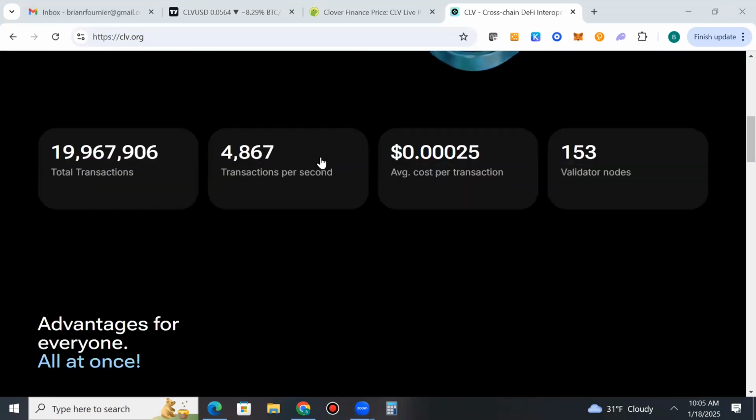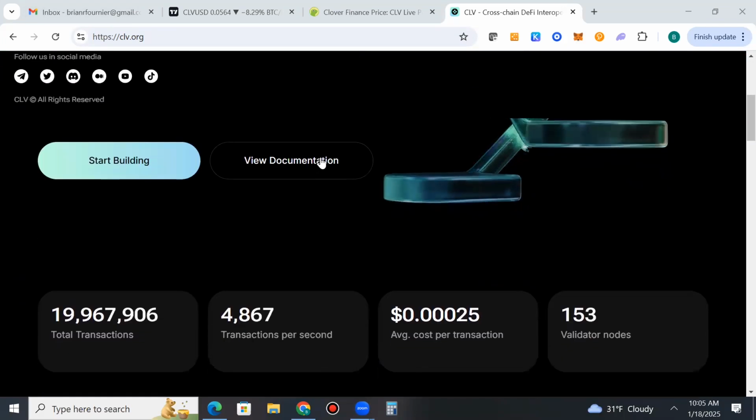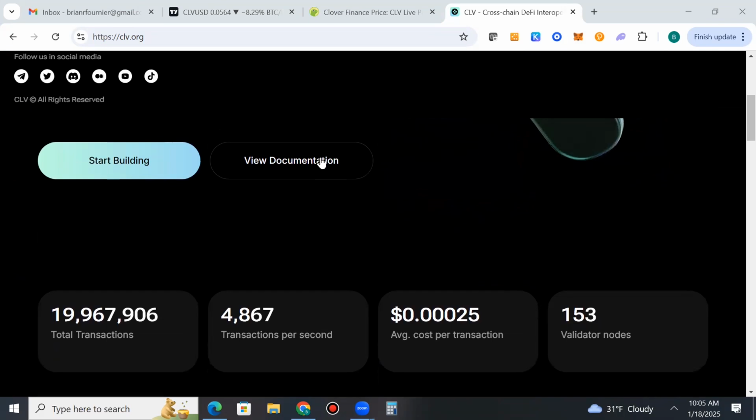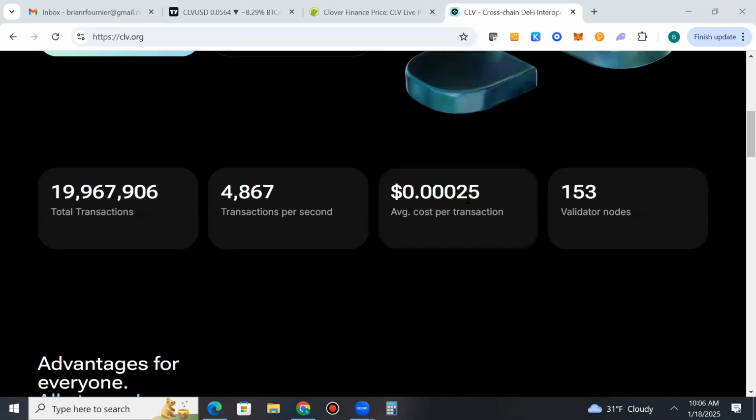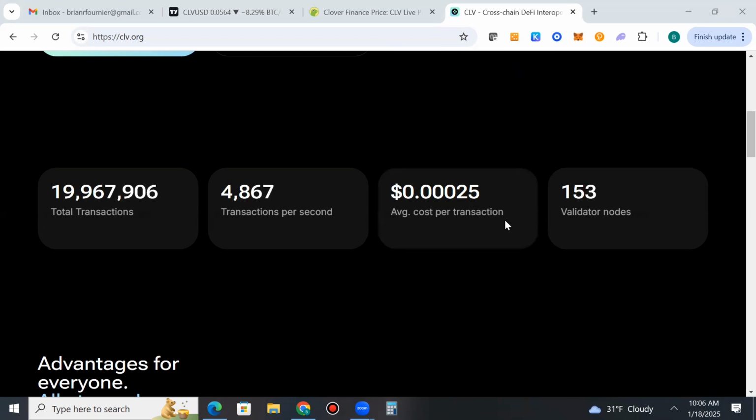You can see you can build dApps on it, so it's pretty much layer one. You can go here and view all the documents, but you can see total transactions. They're up to almost 20 million transactions, and transactions per second is almost 5,000. So that's pretty quick. And then our average cost is not even close to a penny. So very cheap cost per transaction.